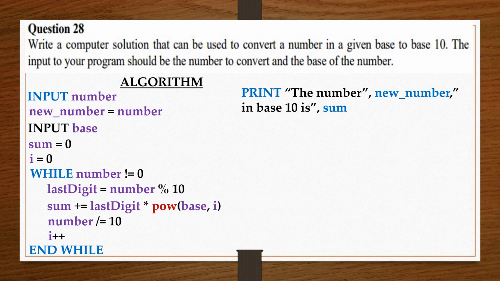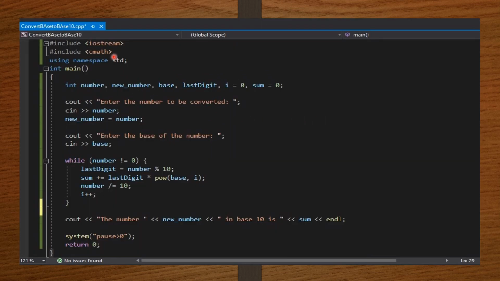So I included the cmath library because I'll be using the power function. Then I declared all my integers and initialized I and sum to be 0. Then I take the number and the base from the user and save a copy of the number in new number. Then I set the while loop which is going to compute the number in base 10. Then I print my result that the new number in base 10 is sum, end line. Then I end my code with system pause, which will ensure that only the needed information is displayed when we run our code, and return 0.